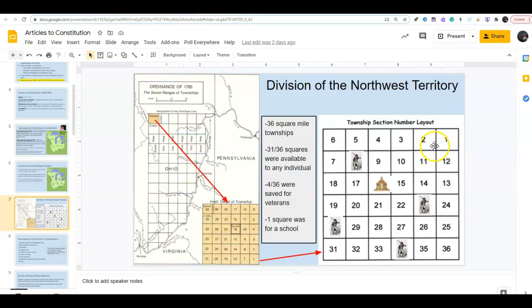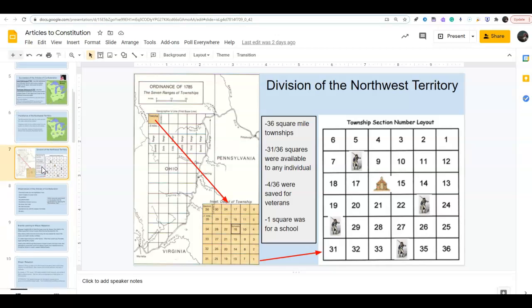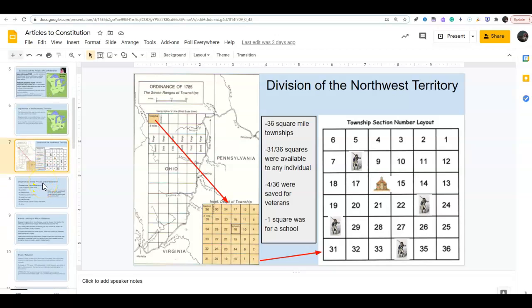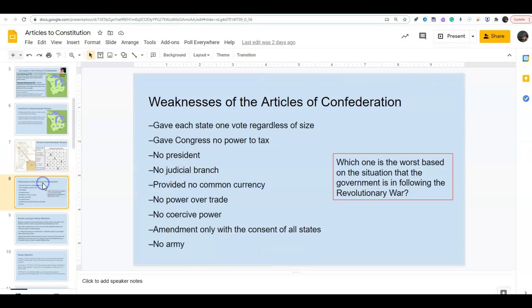And in each square, there's about 640 acres, which is a lot of land. And they sold 31 out of the 36 to individuals. And that is how, under the Articles of Confederation, the government made money, by the selling of land. So please understand the successes, which were those two, the Northwest Ordinance and the Northwest Territory. So know those. And then you got the weaknesses again. We already discussed those weaknesses, so please make sure that you know those weaknesses.